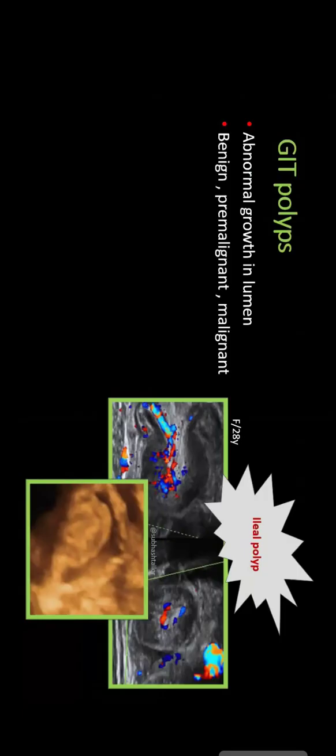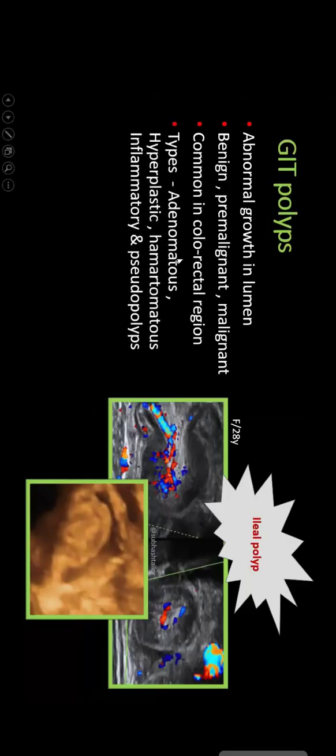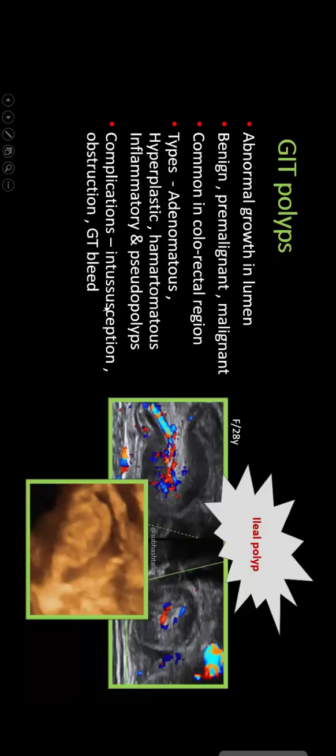Polyps are abnormal growths in the lumen, benign. These are pre-malignant or malignant polyps, depending upon the age of the patient, common in the colorectal region. They can be adenomatous, hyperplastic, hamartomatous, inflammatory, and pseudopolyps, various types. Complications, most common is intussusception formation, obstruction, GI bleed.